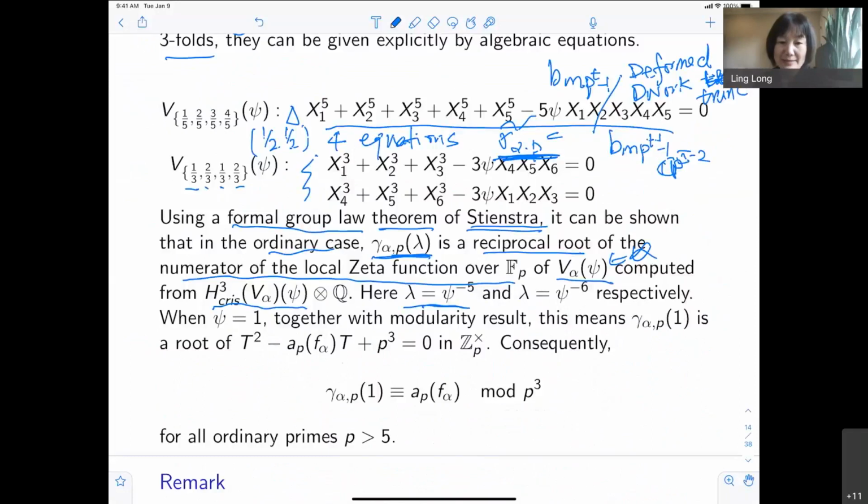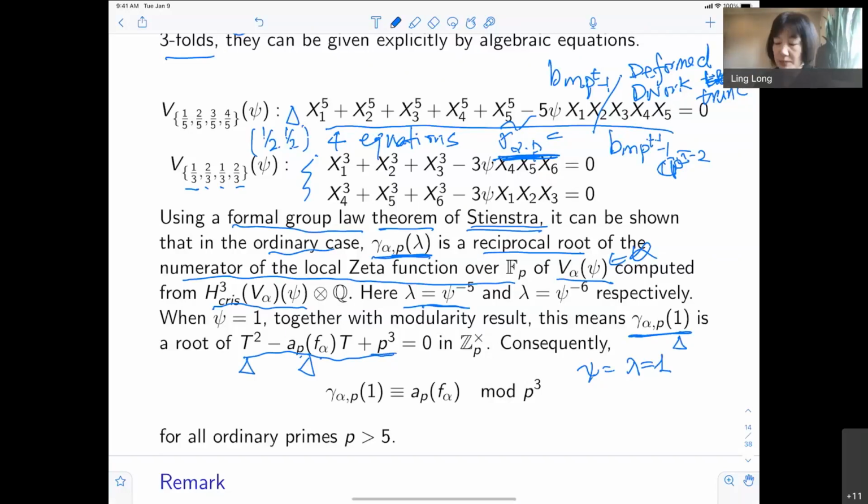And for our case in particular, immediately we know when lambda is 1, which is also the case for the other parameters when they're all 1, the unit root from the Dwork is also a root of a monic quadratic polynomial, and the linear coefficient is nothing but the p-th coefficient of the modular form corresponding to the rigid Calabi-Yau manifold. So it's a weight-3 modular form's coefficient.